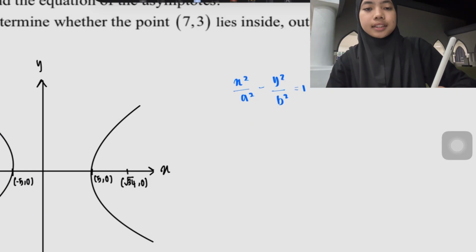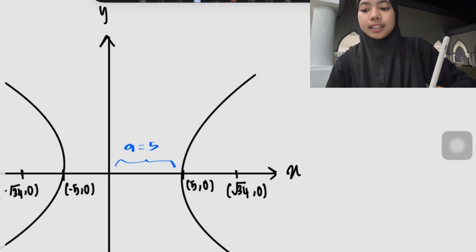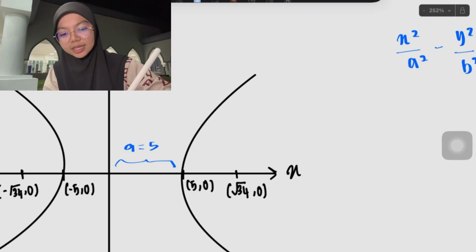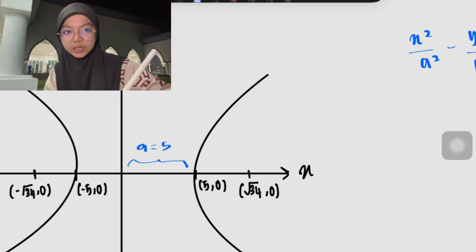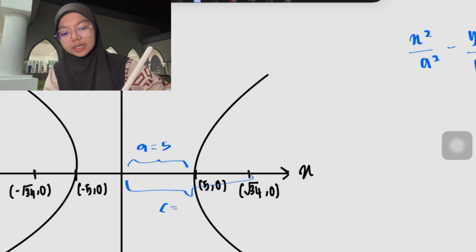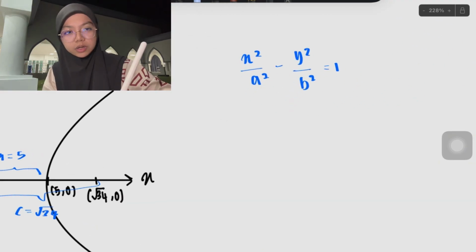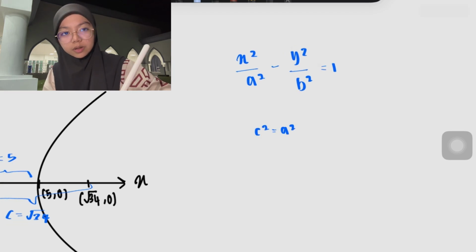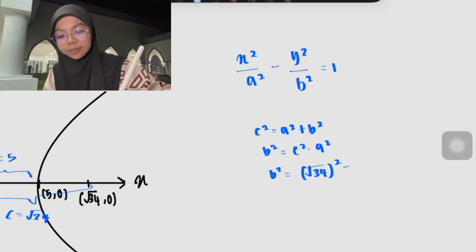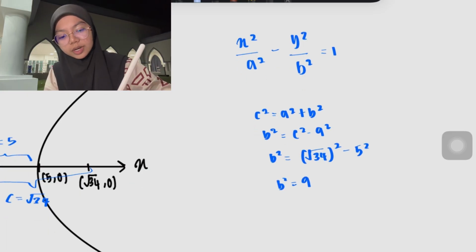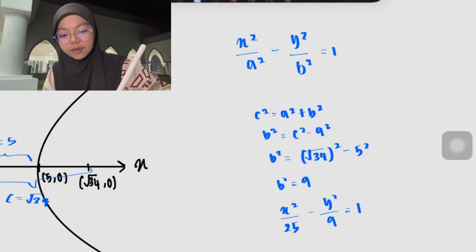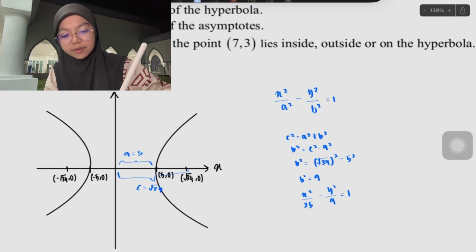So, a is the distance from the origin to the vertices. In this case, the origin is (0, 0), so the value of a is 5. Next, c is the distance from the origin to the foci, so c is √34. In order to find the value of b, we need to use the Pythagorean theorem. Rearrange the formula and insert the values of a and c, and you will get b squared equals 9. Next, insert all the values into the equation of the hyperbola. The final answer will be x squared over 25 minus y squared over 9 equals 1.